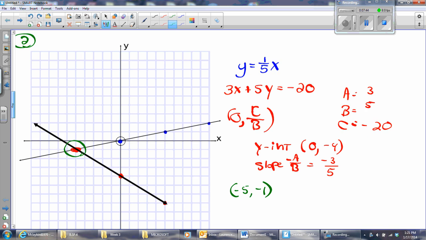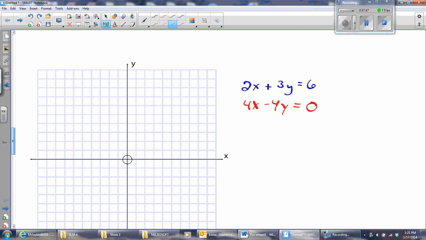Now, there's a problem with this method that I alluded to earlier. So let's take a look at problem 3 and see if you can figure out what I'm talking about. First equation, the blue one, is in standard form, and I see the x-intercept and the y-intercept are easy to find. I'm going to do 6 divided by 2. And then the y-intercept is going to be 0, 2, right?